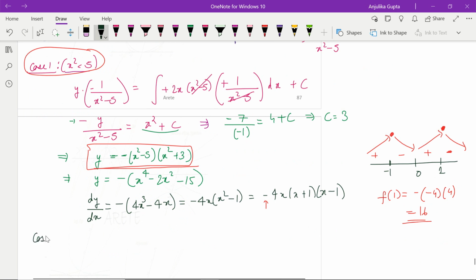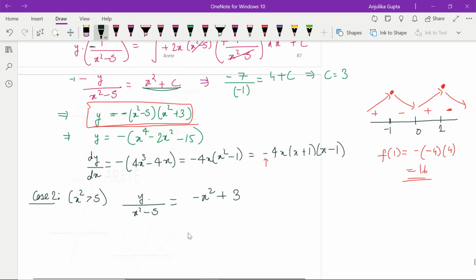Okay, do we get a max value from there? Let's see. Case 2 is when your x square is greater than 5. The only change will happen that your integrating factor will not have this negative sign. So it would be like this, upon x square minus 5 is equal to, okay, everything here same. Can you see? You just get a minus x square here, and constant remains the same. So you finally end up getting the y value to be x square minus 5, and if you want to take that minus out, you get x square minus 3. So your function looks like x power 4, and then I guess minus 8x square, and plus 15.